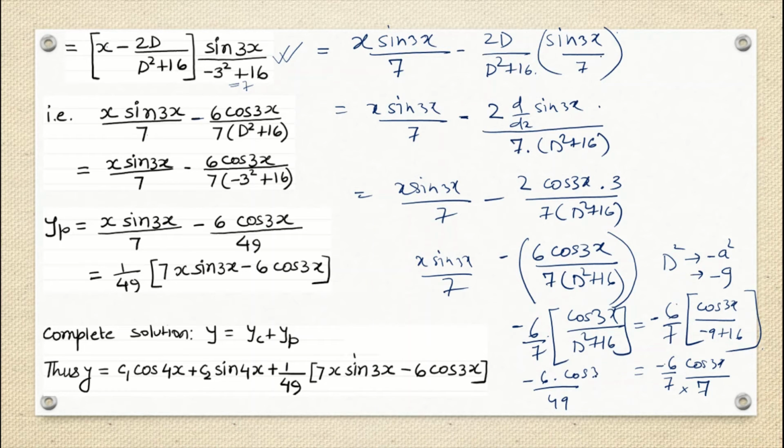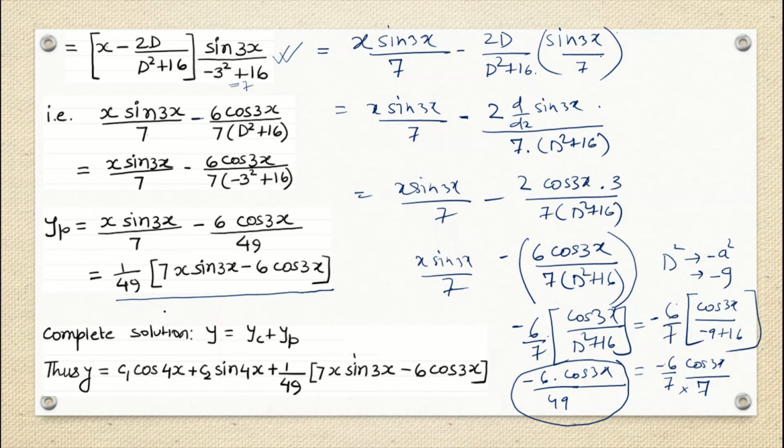But you will not find any d operator. That means you got this term also free of d operator. So this is finally your PI, correct? So yp you got x sine 3x by 7 minus 6 cos 3x by 49. So you can find here, right? So this is same what we have also got, right?